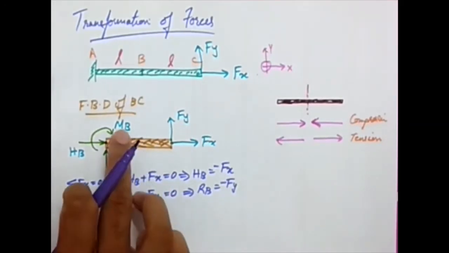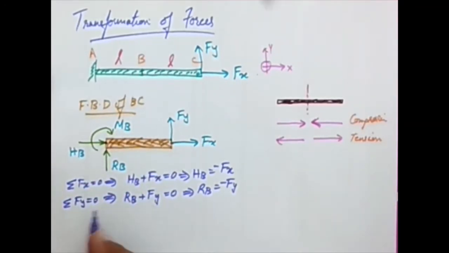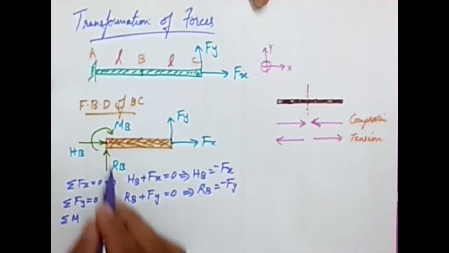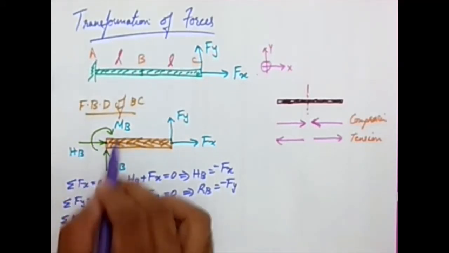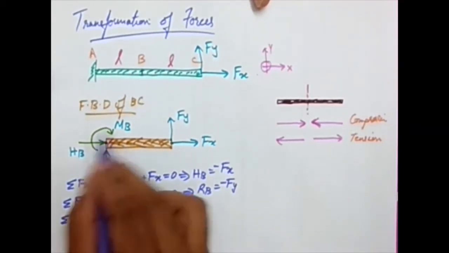What is the third condition? Sigma M should be 0. Okay, I'm trying that also. So I'm taking this point B, sigma MB equal to 0. And again, I'm repeating, whenever we write summation of moment, the sign convention is clockwise, anti-clockwise. So MB is clockwise. Okay, so I'm putting it as positive.